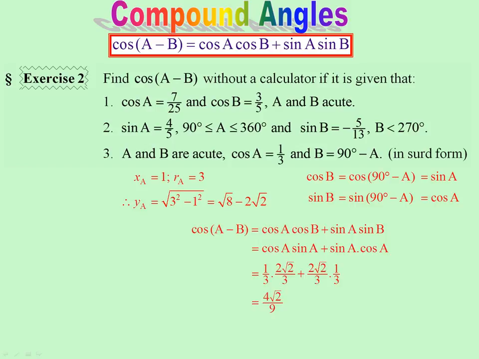So now, in our expansion, cos A cos B plus sine A sine B, that means cos A, and we found that cos B is equal to sine of A, so I have a sine of A there, plus sine A sine B, so sine A, and we found that sine B is cos of A, so there we are. We can now slot in our values, and there is our answer.